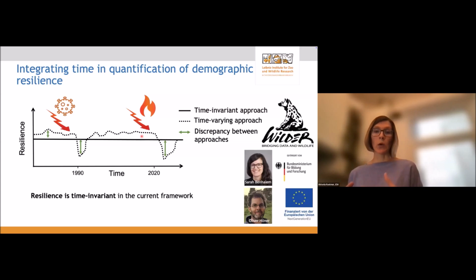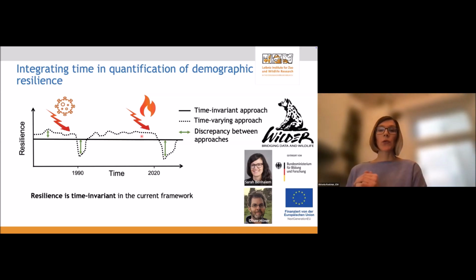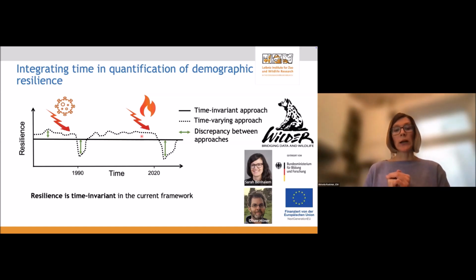And we study this time-varying approach, and we study to what degree and in what conditions the time-invariant approach still holds, within the project that is called Wilder, that was funded by the BMWF, and that is co-led by me, Sarah Benhaiem, and Oliver Höner. Sarah and Oliver are the leaders of two long-term studies on spotted hyena populations in Tanzania. And I will speak about those populations just in a moment.